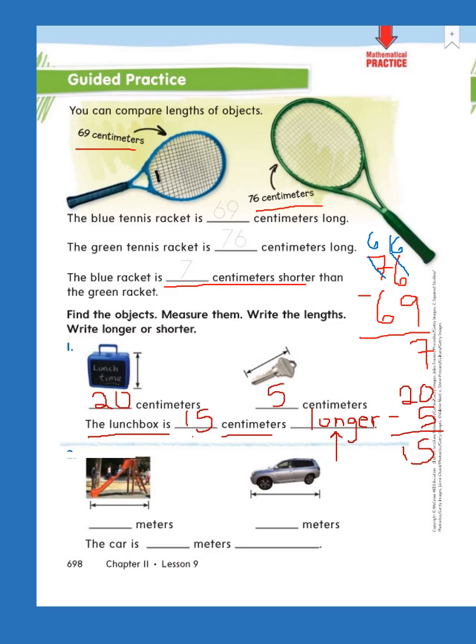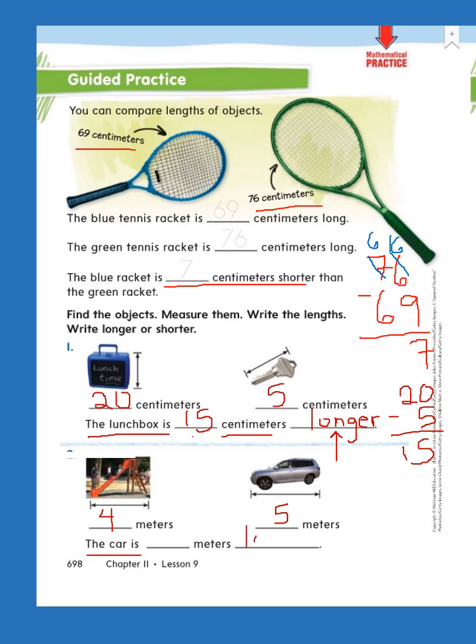Let's try one more together, and I want you to pause before I give the answer. This is practice with meters. So to do all of this work, you're going to need my measurements so that when I give you the answers, you can check and see if you did this correctly. And let's say the slide is 4 meters across the bottom, okay? And the car, we'll say, is 5 meters. Now let's look at the sentence we have to finish. The car is blank meters blank. Well, is the car longer or shorter?